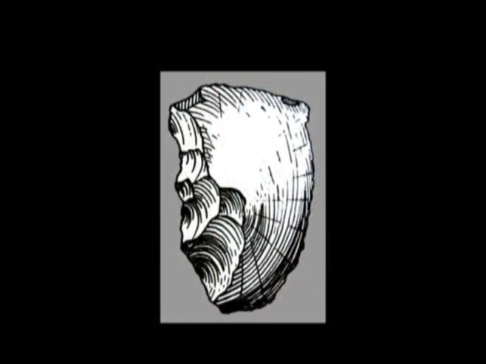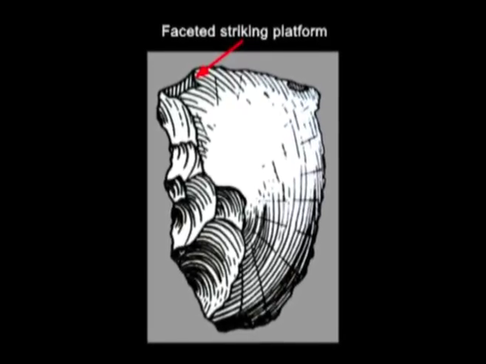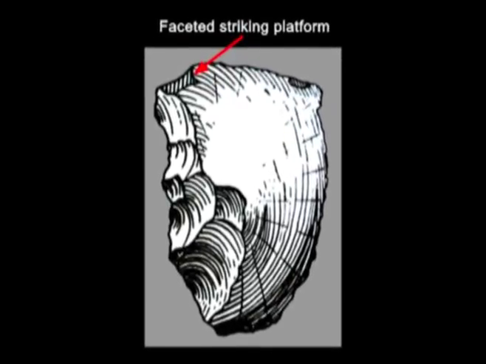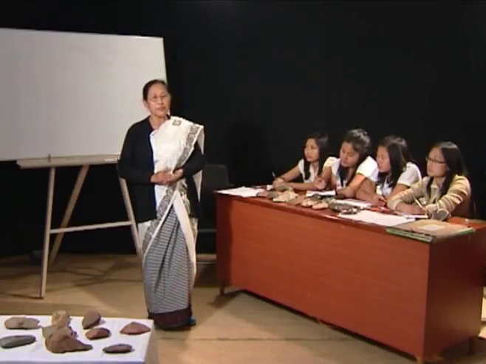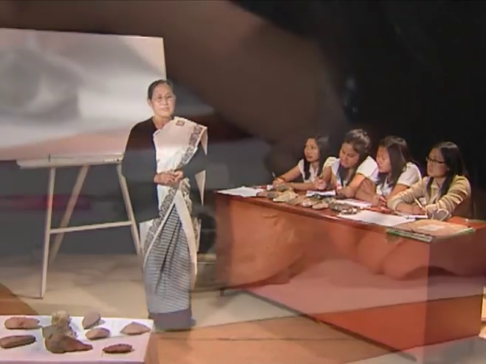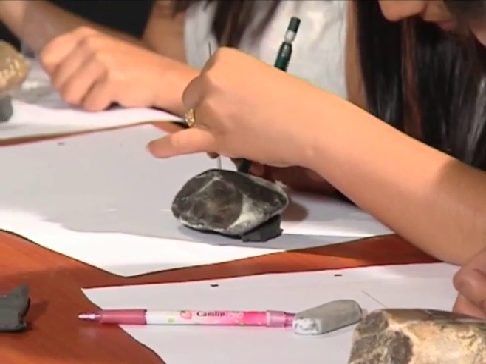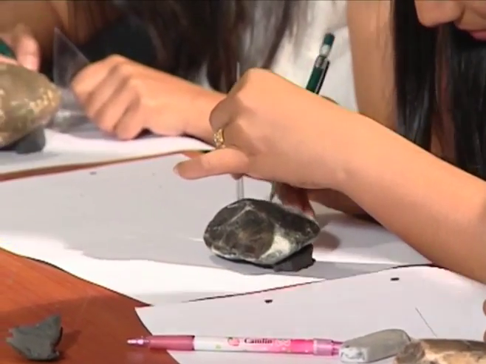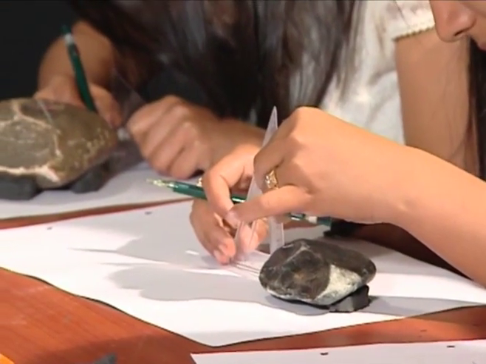Now come to number D. Likewise, the faceted striking platform is also represented by a number of straight lines, which are parallel to one another. Unlike the step flaking scars, it does not possess a unique or specific shape and size. It varies from one specimen to another, but it always has a comparatively larger area than the resolved or controlled flaking technique.